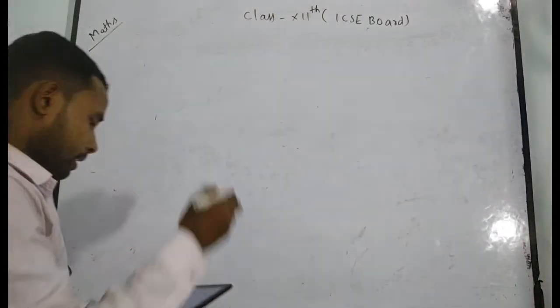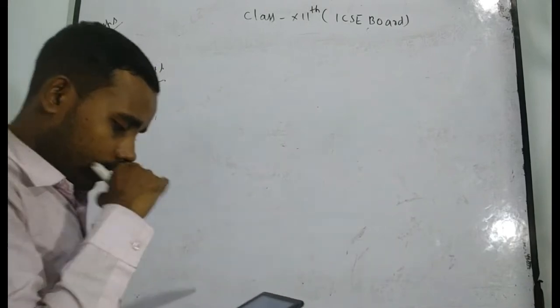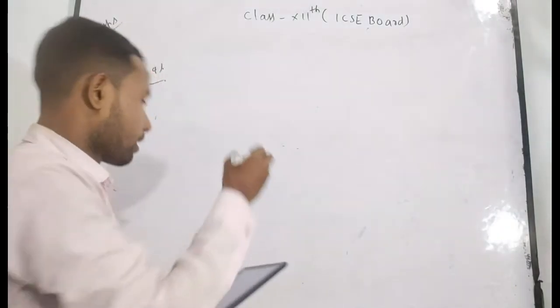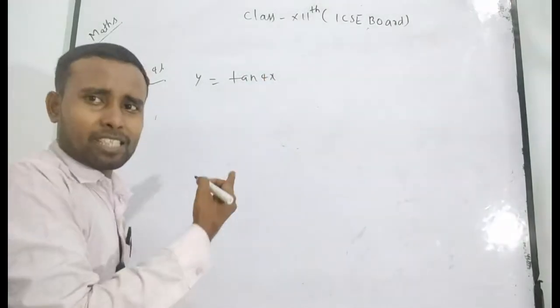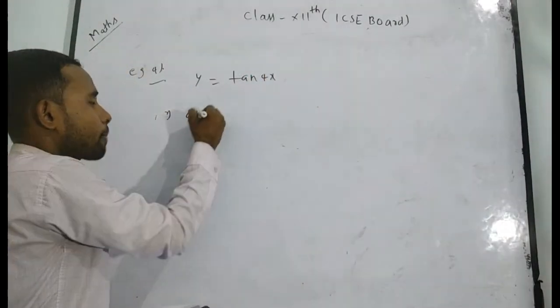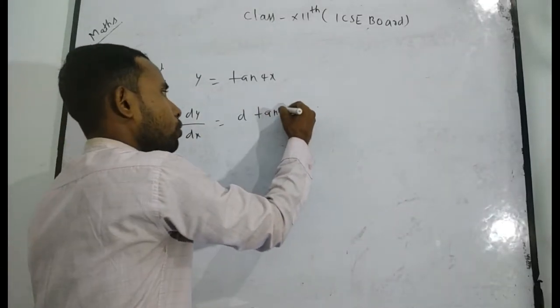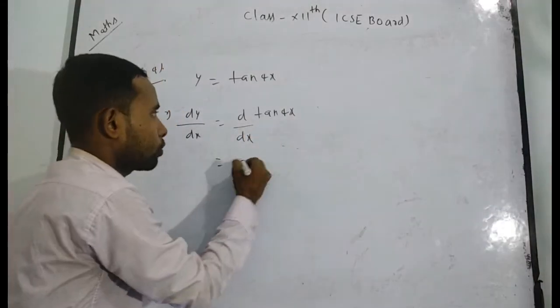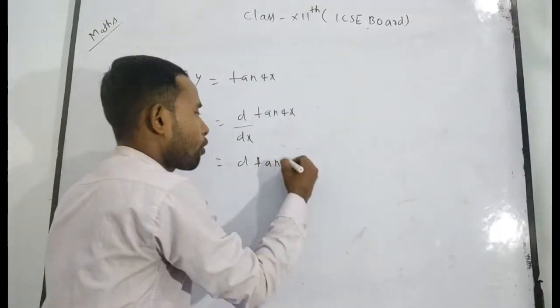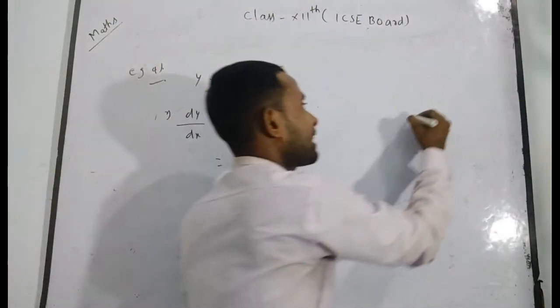Second, see here, exercise example 4. Differentiate with respect to x. First, y is equal to tan 4x. How can we differentiate? It is very easy. Differentiating on both sides with respect to x, firstly write dy/dx is equal to the derivative of tan 4x with respect to x. But this cannot be differentiated with respect to x directly. So first of all, differentiate with respect to which form?